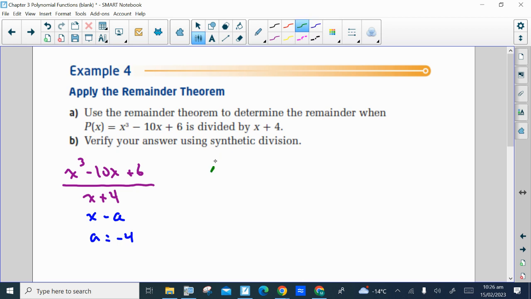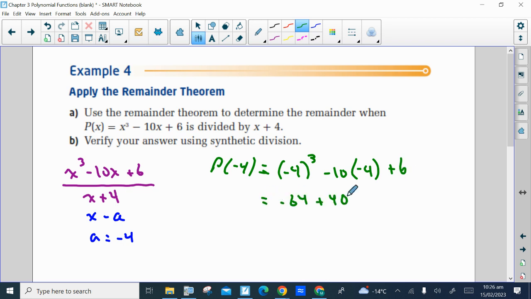So we need to find p at negative 4. What is the value of this polynomial when x is negative 4? So negative 4 cubed minus 10 times negative 4 plus 6. Negative 4 all cubed is negative 64 plus 40 plus 6. Negative 64 plus 40 is negative 24, plus 6 is negative 18. That's what p at negative 4 gives us.